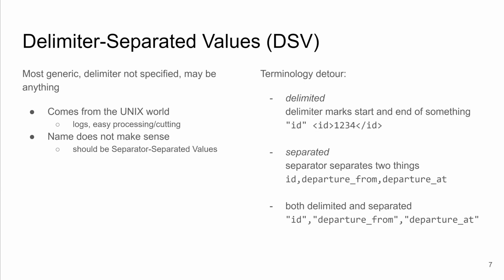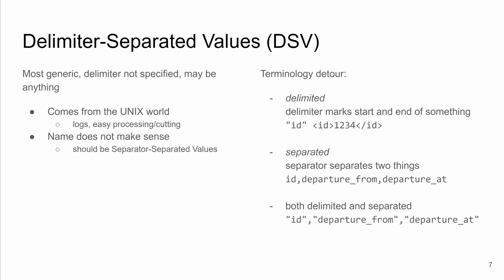So the first approach was called Delimiter-Separated Values. There is an acronym for that, DSV. You might have come across this one sometimes. And this is a most generic data format. It talks about a delimiter. However, it is not specified what the delimiter is. It just says that there is a delimiter that separates values.